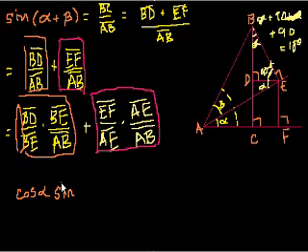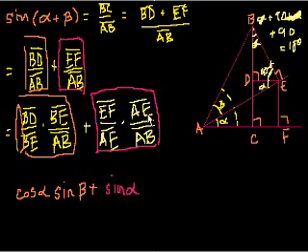Sine of beta. And now let me switch to magenta. What's EF over AE? If we look at this right triangle right here, EF over AE is opposite over hypotenuse for alpha, right? So it's sine of alpha.